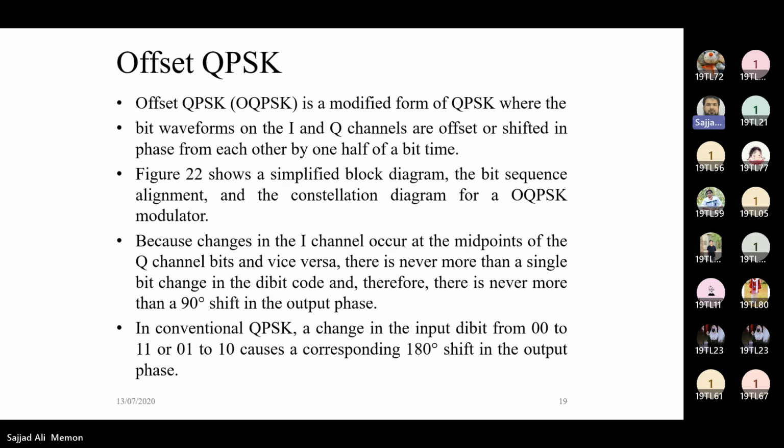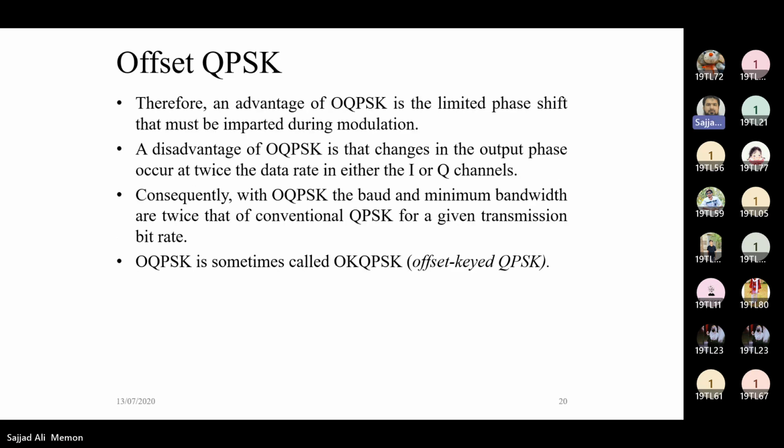Because changes in the I channel occur at the midpoints of the Q channel bits and vice versa, there is never more than a single bit change in the dibit code, and therefore there is never more than a 90-degree shift in the output phase. In conventional QPSK, a change in the input dibit from 00 to 11 or 01 to 10 causes a corresponding 180-degree shift in the output phase. So the advantage of OQPSK is the limited phase shift that must be imparted during modulation.